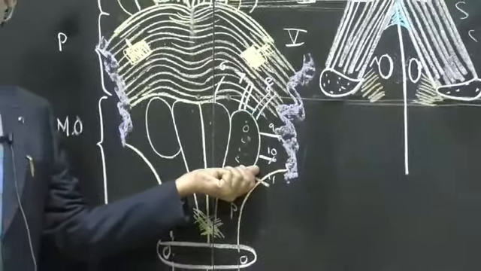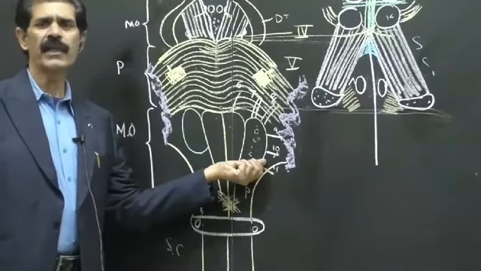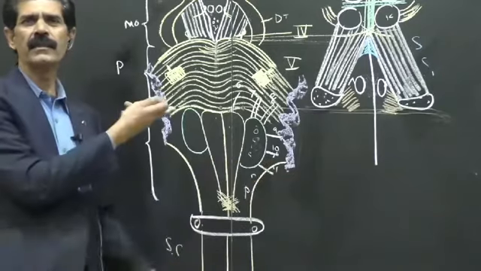And now you are doing the spleen also. The diaphragmatic surface of the spleen is related to 3 ribs. Number of ribs? 9, 10 and 11.